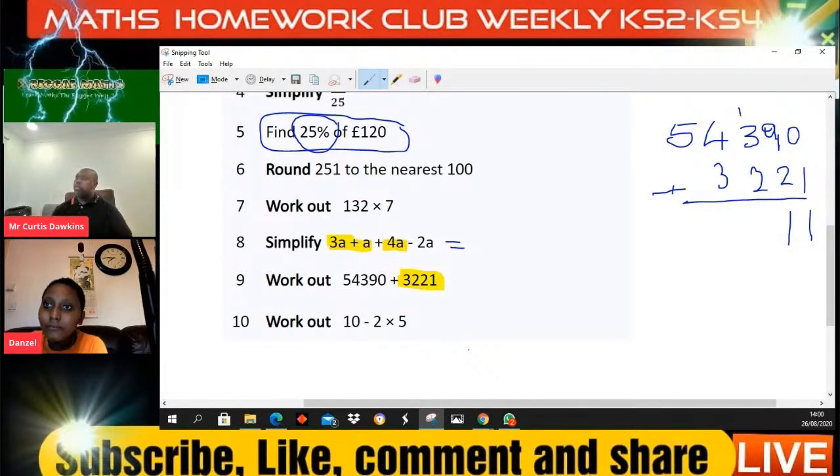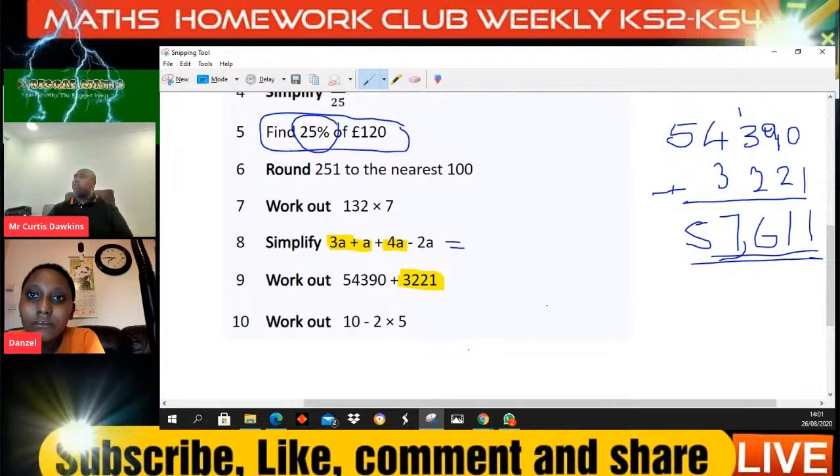Then 3 add 2, 6. Plus 1, plus 1, 7. I thought you would do 3 plus 1 is 4 plus 2 is 6. I thought you had the 1 already. Oh, 7. Sorry, my apology. 4 plus 3, 7. And then 5 add 0 is just 5. So the answer is 57,611. Beautiful.